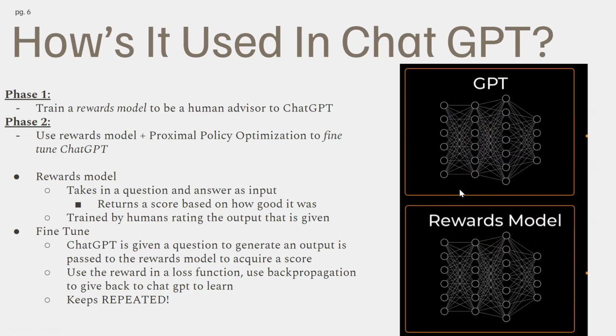ChatGPT is given a question to generate an output, and it is passed to the reward model to acquire a score. And then the reward goes into a loss function and uses backpropagation to give back to ChatGPT to learn, and it keeps repeating. Based on the grade it gets, it gives it back to ChatGPT, and then ChatGPT generates a new output to try to get a better grade, and it'll keep repeating until it has mastered it, or keeps getting a consistently good grade to be able to give good responses, and that is why ChatGPT has become what it is right now, right?